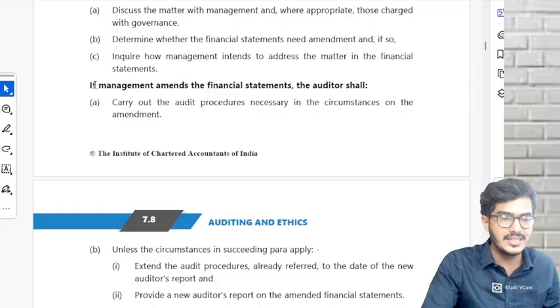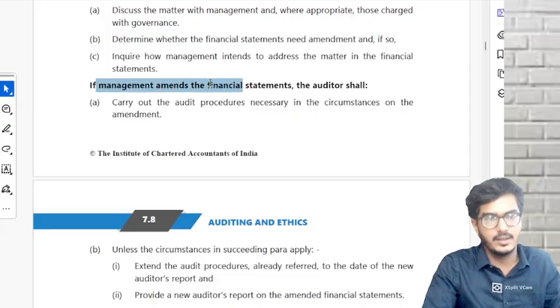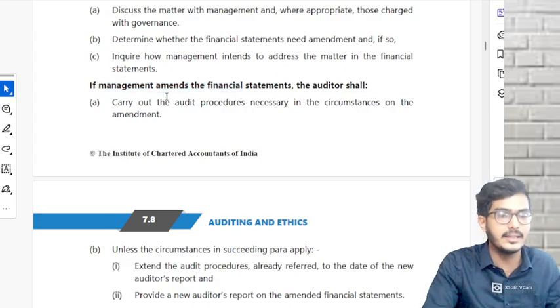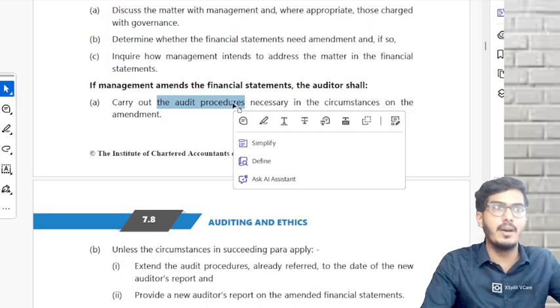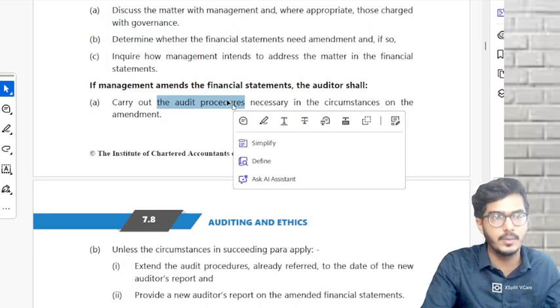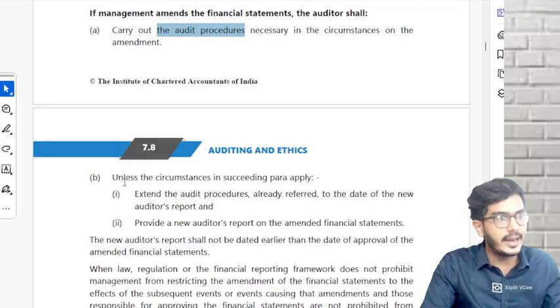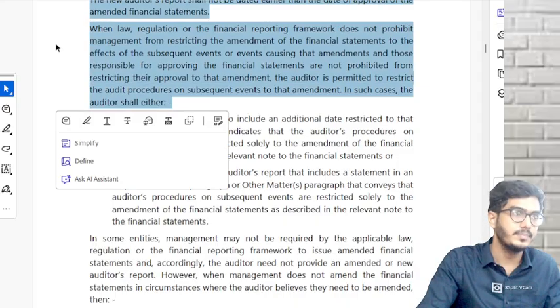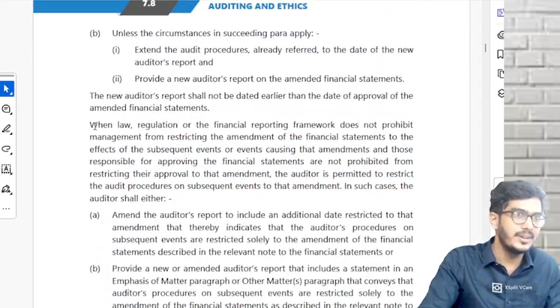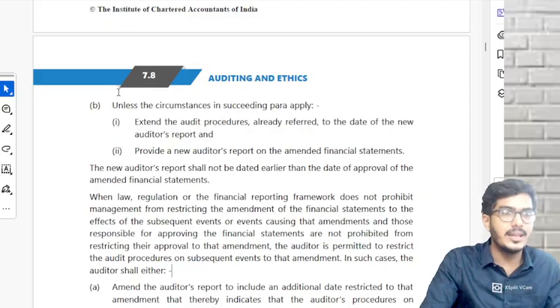Now the question says, if the management amends the financial statements, then what is your first job? You have to perform audit procedures. They have amended the FS, they have added something, so you have to perform audit procedures and obtain sign on it. Then comes the heart. If you remember the class, I took 20 minutes to explain from point B till here. You remember? Focus. Now there are two options.